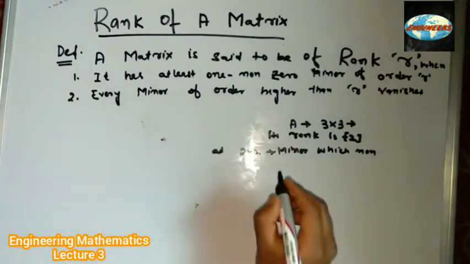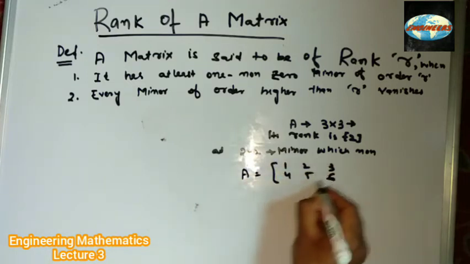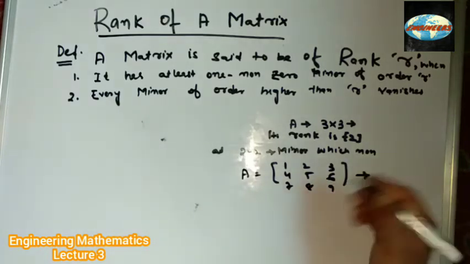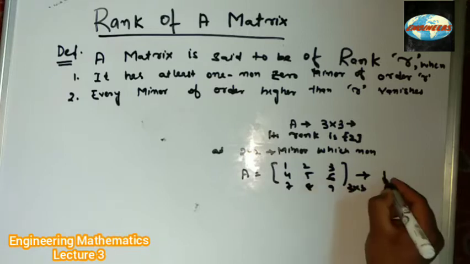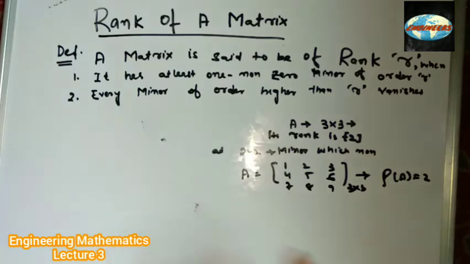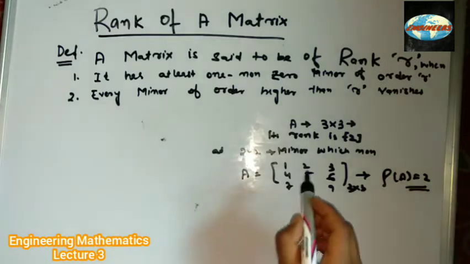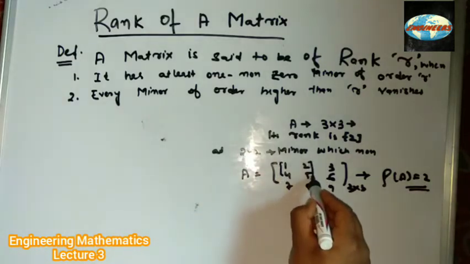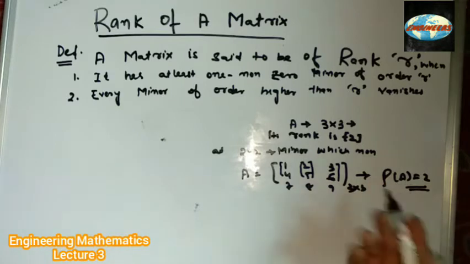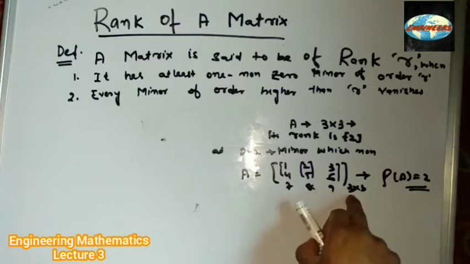That means if A is the matrix 1 2 3 4 5 6 7 8 9, I am saying its order is 3x3, but its rank of A is equal to 2. I don't know yet whether it is 2 or 3, but I am assuming that its rank is 2. That means it has one 2x2 minor. There will be 9 minors of 2x2, and one will be a 3x3, that is the determinant of the matrix.